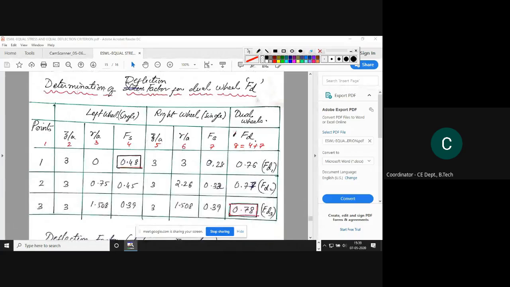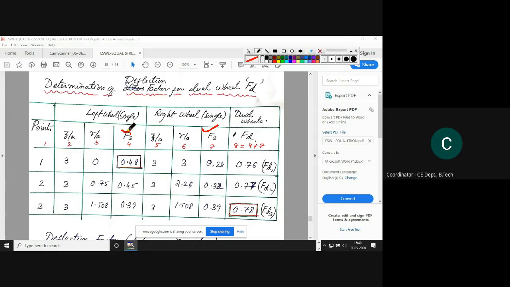Now this is the determination of deflection factor for dual wheel. That table was for only single wheel. Now for dual wheel, what will we do? We will put all the values that we have obtained: Z by A, R by A, Fs for single left wheel, Z by A, R by A, Fs for single right wheel. Now for dual wheel, we will add these two. We will add this one plus this one, and we will get it here.